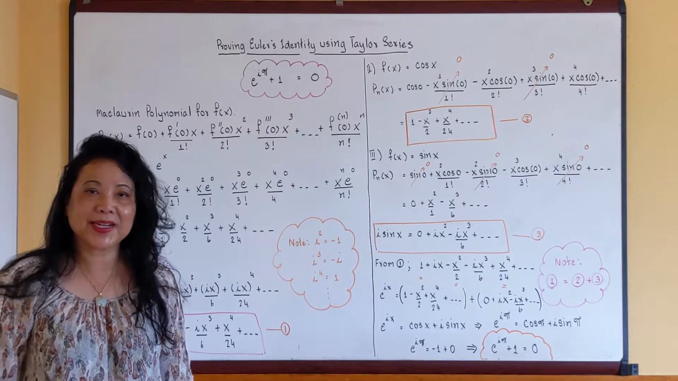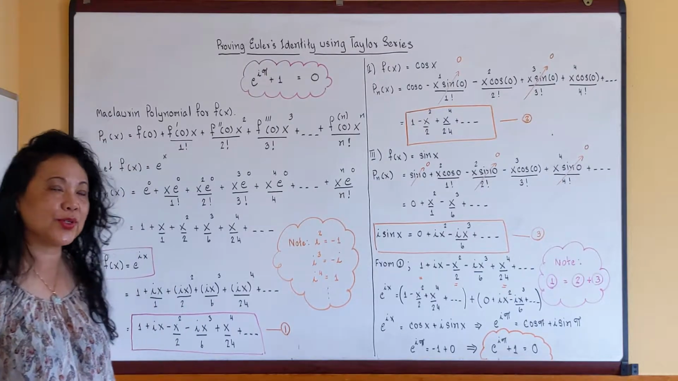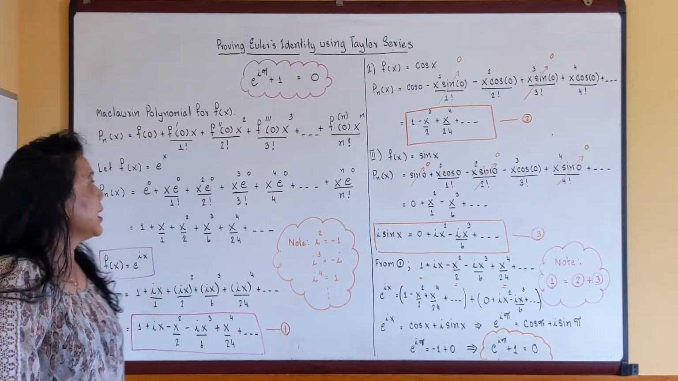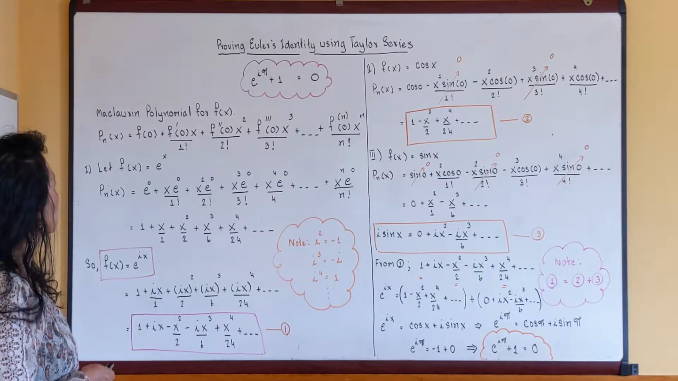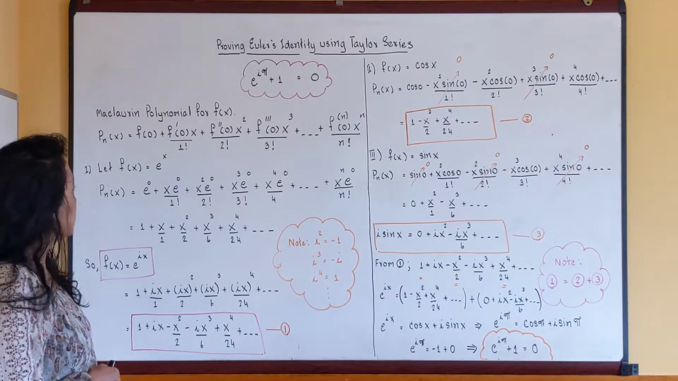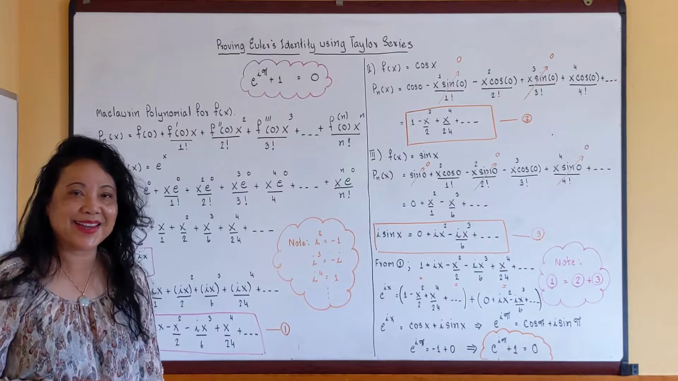Not in the textbook, but I think it's interesting. I would like to show this to you. Last time we covered the Taylor series, and now I'm going to use this to prove the Euler identity, which is considered the most beautiful equation in mathematics.